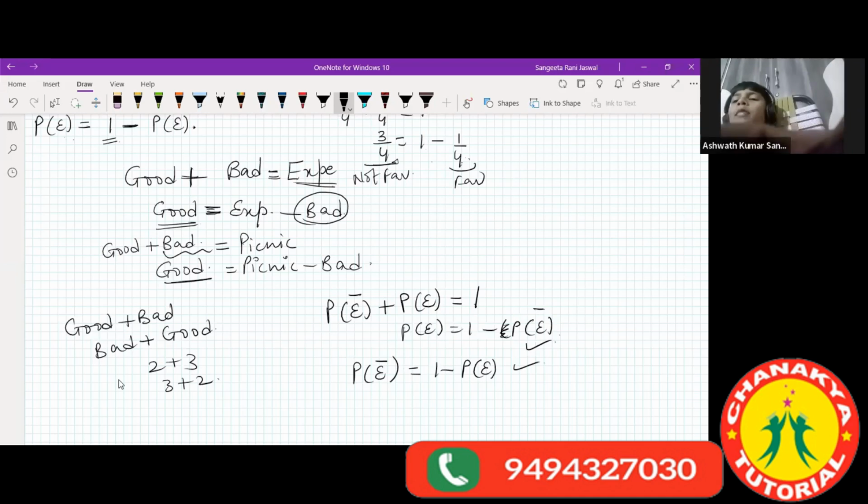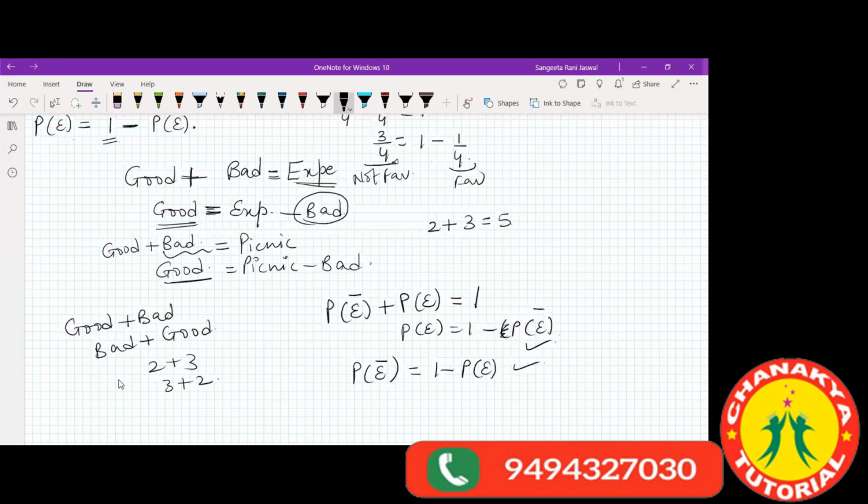Yes or no? Ma'am, what is good among this? Like P(E) or P(E bar)? P(E) is good. Beta, this is just an example. Neither P(E) is good, nor P(E bar) is good. Nothing is good in this. Please don't get confused with this. I'm just giving you an example from your daily life.